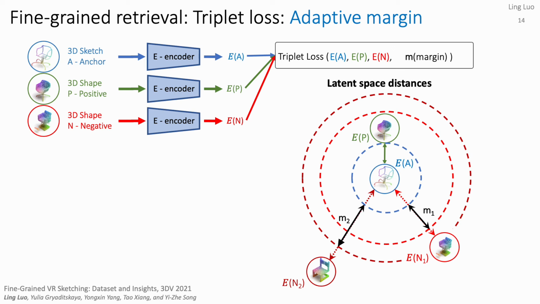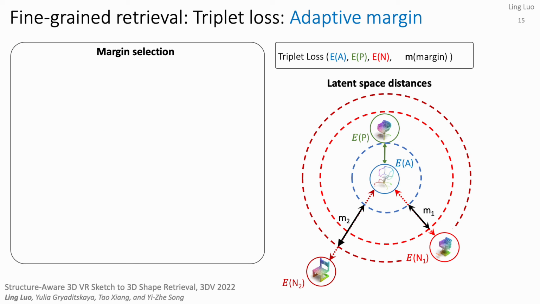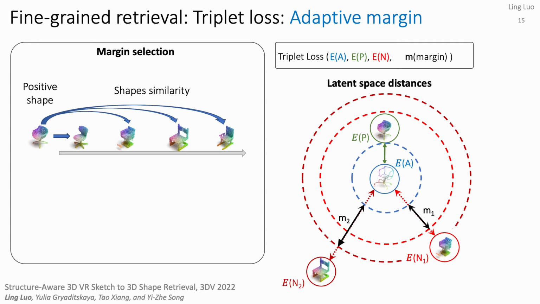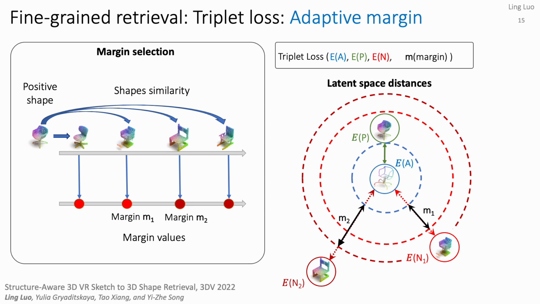We propose an adaptive margin scheme so that different negatives have different margin values. In our work, the margin value is driven by 3D shape similarity. Assuming that we have a positive 3D shape example, we can establish a ranking of how similar the other 3D shapes are to the positive. Then, we propose a mapping strategy between the 3D shape similarity and the margin values. Please refer to our paper for the details.